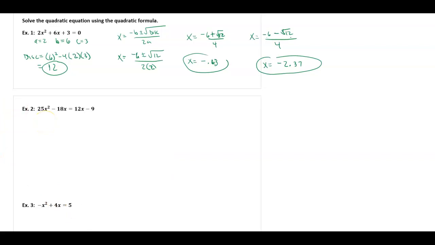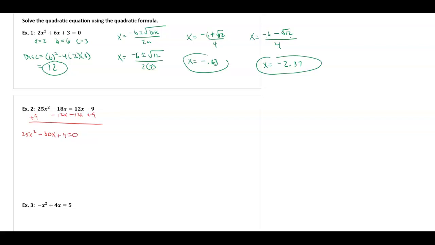So in this next example, the first thing we want to do is go ahead and set this equal to 0. To set this equal to 0, subtract 12x from this side, line it up under its like terms. I'm going to add 9 to both sides. It has no like term over there, so I scoot it over, but I'm going to write it in standard form, 25x squared minus 30x, right? And then plus 9 equals 0.